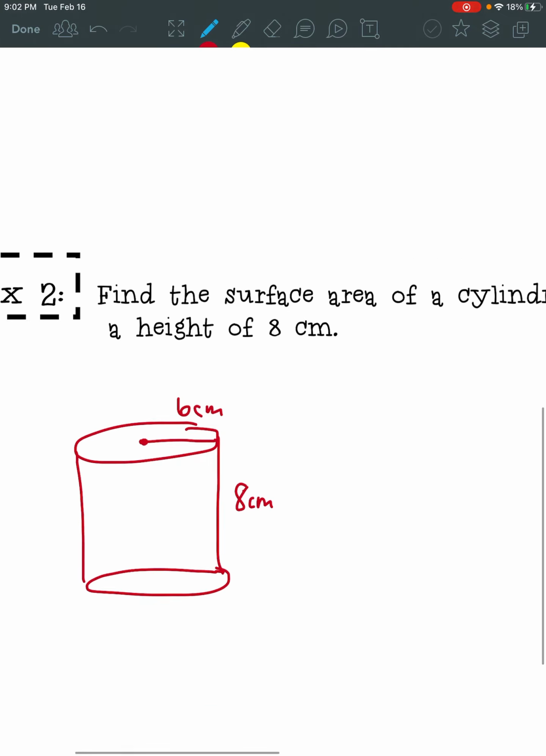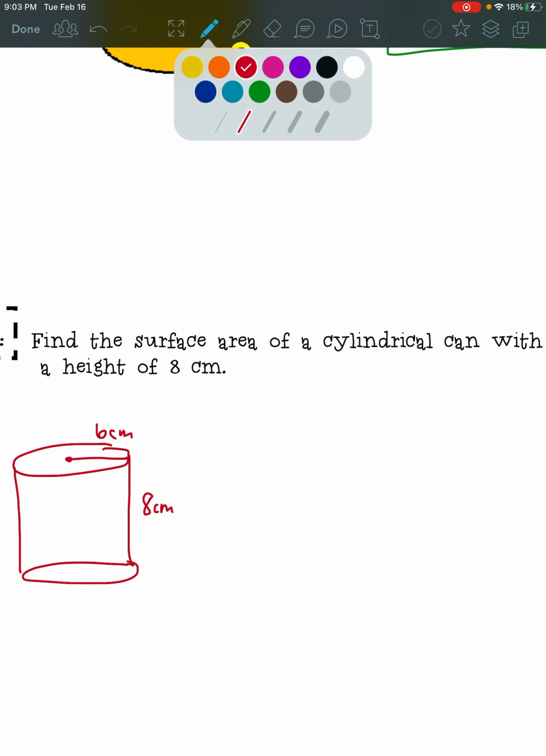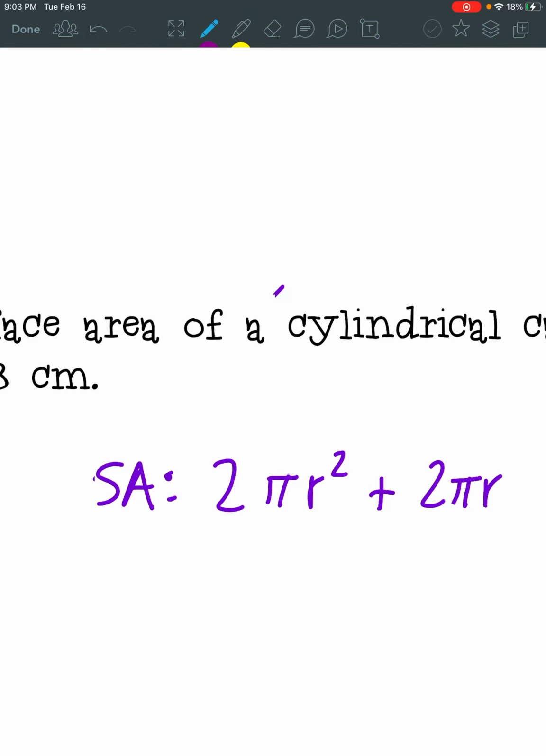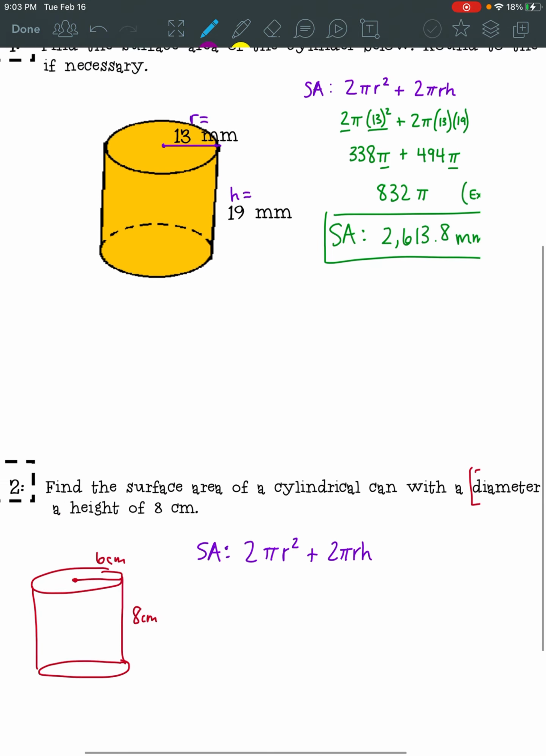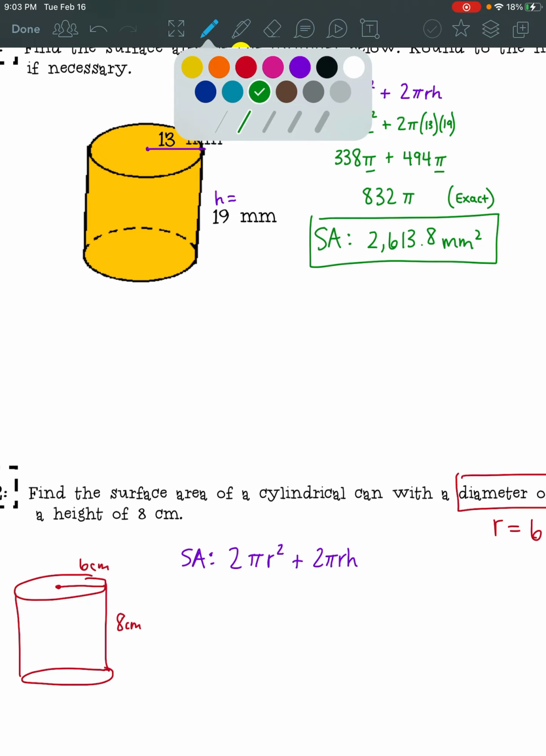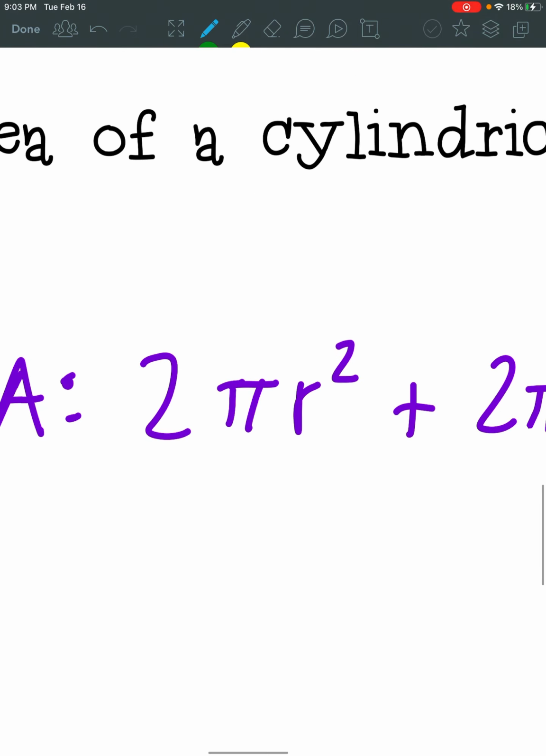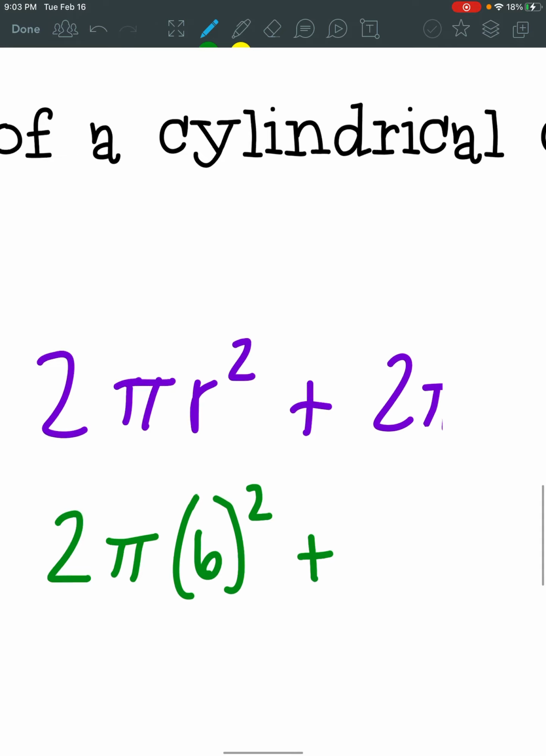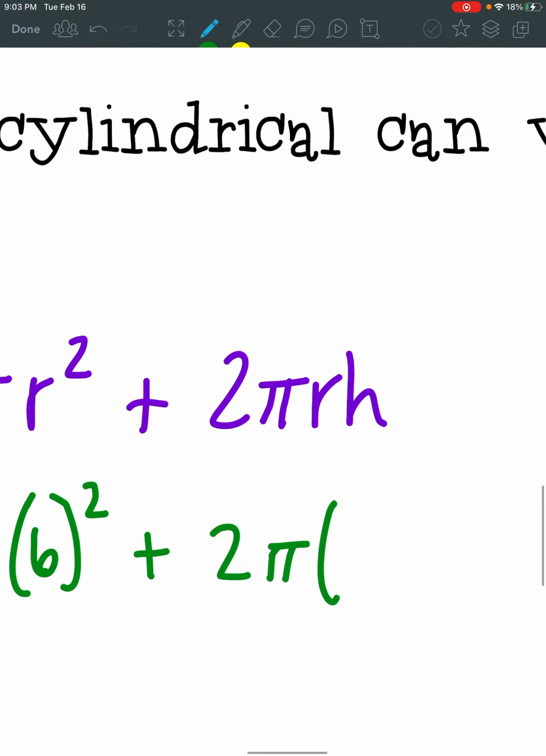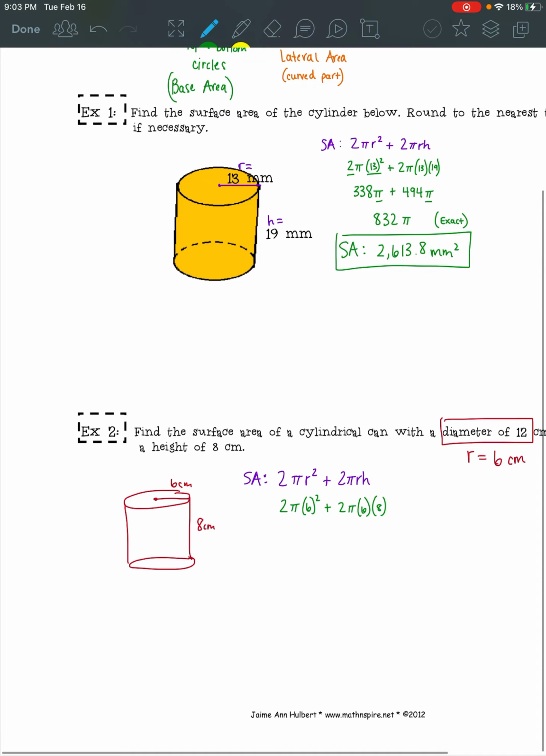If you really wanted to, you could draw a picture. I'm no artist, not very good at drawing those pictures. So again, I'm going to include my formula 2 pi r squared plus 2 pi r h, and then we want to replace the r and the h with what we're told. So 2 pi times 6 squared plus 2 pi times 6 times 8. I'm pretty sure 8 is the height, correct.